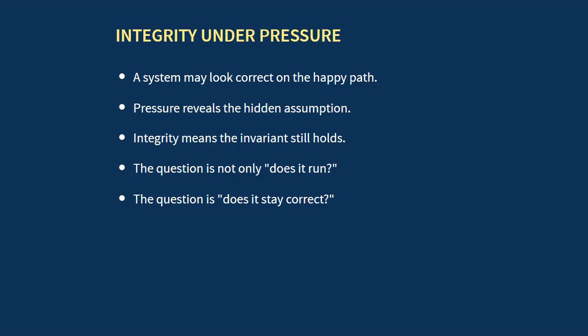A system may look perfectly correct on the happy path, especially in a small demo or a single-threaded test. Pressure reveals the hidden assumption behind that success. One request at a time, no duplicate effects, current state, no delay. Integrity means the invariant still holds when the system is stressed. Why did it pass before the pressure was added? Because the baseline execution matched the assumption. The problem is not that the code ran, it is that the execution model was narrower than the real one.